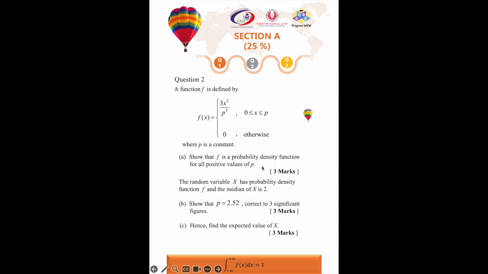So first they want us to show that the integral is equal to 1, and then we need to find p. We need to show p is equal to 2.52 by using the median equal to 2, and then we need to find the expectation.